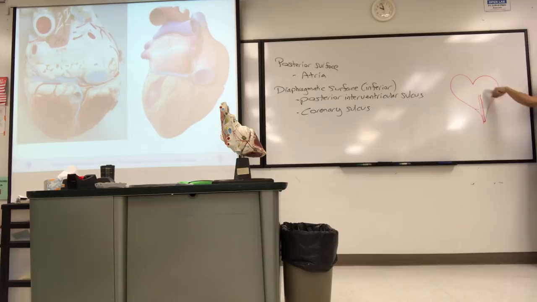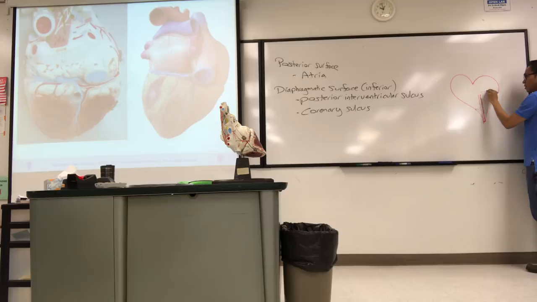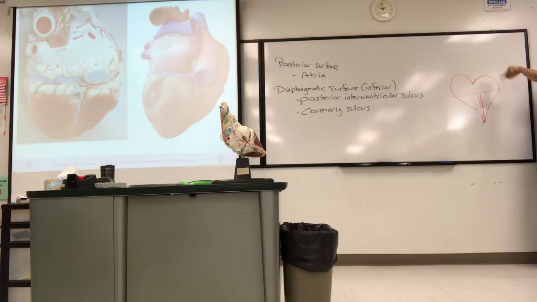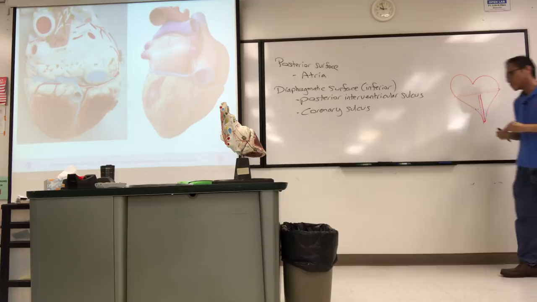Anterior, posterior, interventricular sulcus. And the coronary sulcus, you can see it on the back there, and it comes around the front. And it goes all the way around between the atria and the ventricles. So these kind of go all the way around.